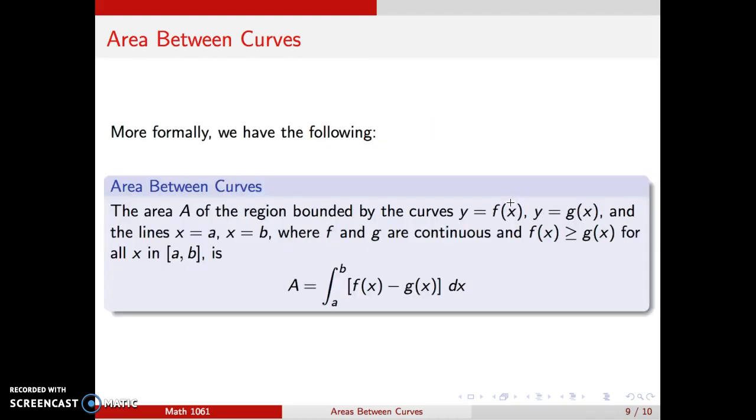And a little bit more formally, here's what we have. The area of the region bounded by the curves f and g and the lines x equals a and x equals b, where f and g are continuous, and f is greater than or equal to g for all x in [a, b], is given by this definite integral. So there's a lot to unpack there.